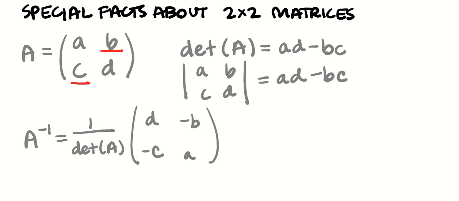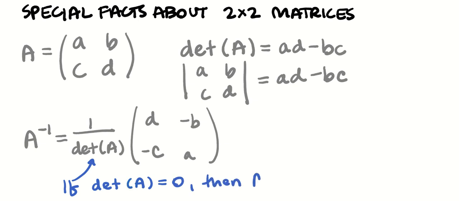You'll see right off the bat that if the determinant of A equals 0, then matrix A inverse is undefined. We'll see why that's true pretty extensively throughout the course. But I think that's all I've got for you for this video.